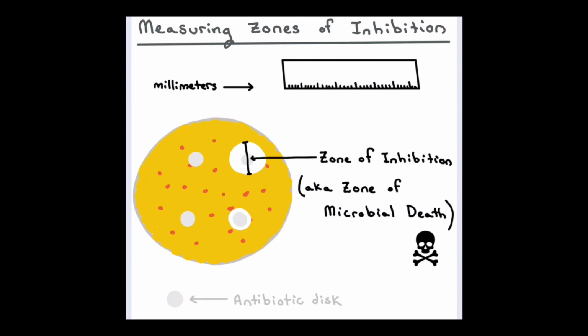Here's some help with measuring zones of inhibition. First, what is a zone of inhibition? A zone of inhibition is the area around an antibiotic disc where microbes couldn't grow.